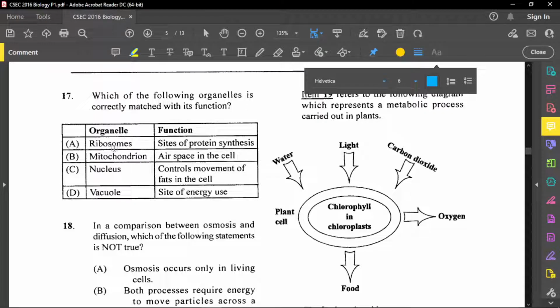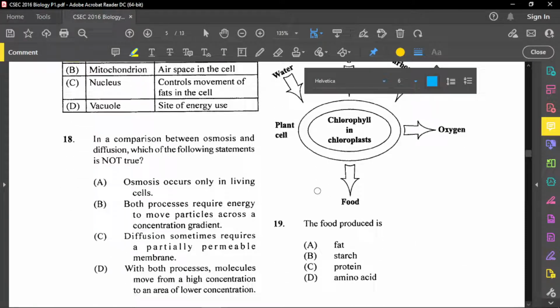Yep, definitely ribosomes make protein, so that is good. Let me see what mitochondria is saying. Mitochondria is wrong. It's for energy, not space in the cell. Nucleus controls activities, not the movement of fat. Vacuole is said to be for energy usage. No, vacuole is for storage. All right, so cool. A is the answer right there.